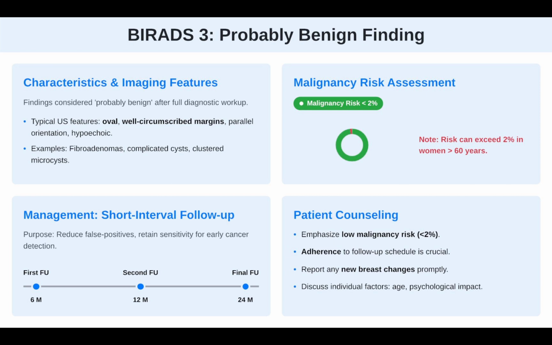The primary management strategy is short interval follow-up, typically at 6-month intervals for 1 to 2 years, using the same imaging modality that identified the finding. The goal is to observe the stability of the lesions over time. If the finding remains stable, it can then be downgraded to BI-RADS 2. If it grows or changes its morphology, it will then be upgraded to BI-RADS 4, prompting a biopsy.